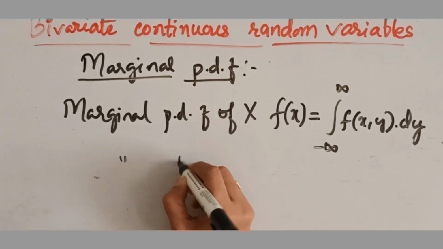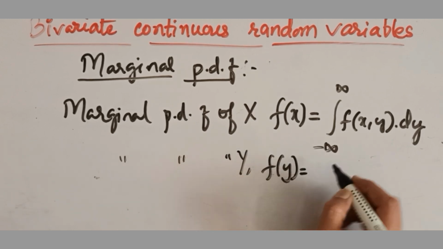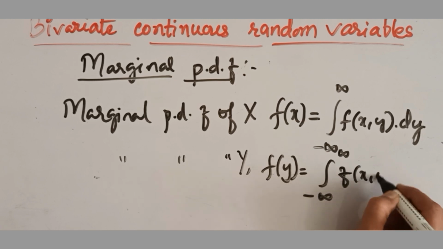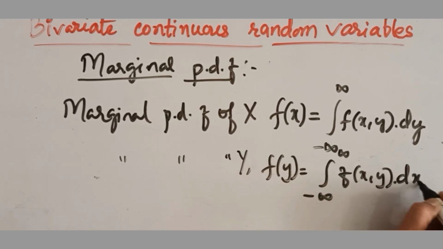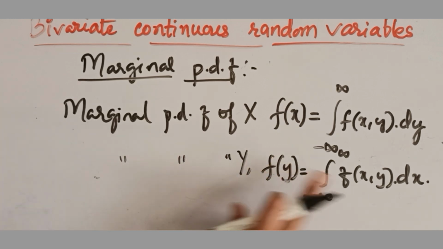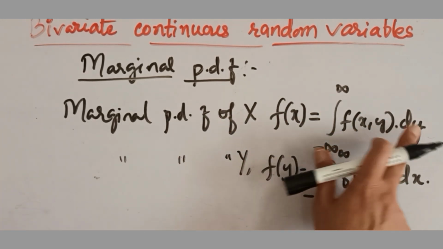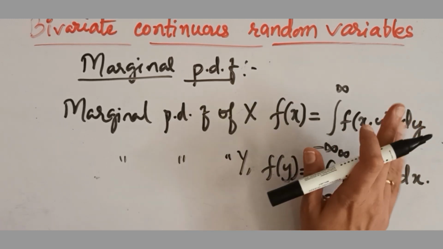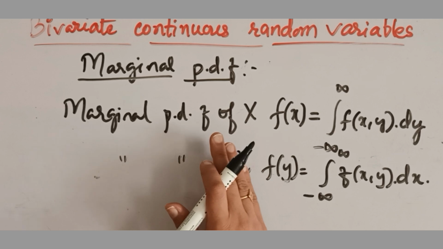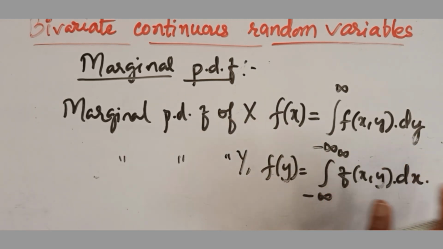Similarly, the marginal probability density function of y is denoted as f of y. The integral is from minus infinity to infinity of f of x comma y with respect to x. In the case of the PDF for y, it is x; in the case of the PDF for x, it is y. And it is not a double integral, it is a single integral, because we are finding individual probabilities. This is called the marginal probability density function.